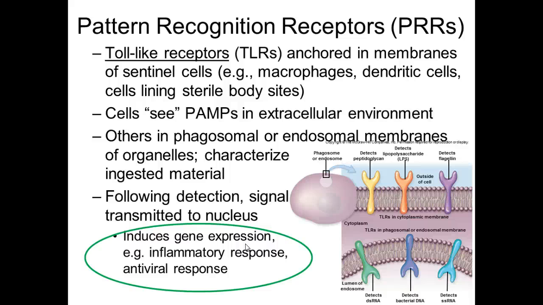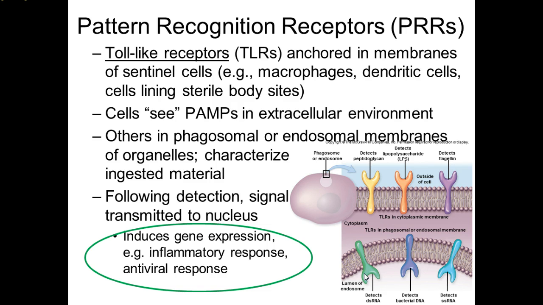So definitely, our sentinel cells, the macrophages and the dendritic cells, have these receptors on their membranes. Other cells do too. And as we said, even inside the cell, they'll have receptors for stuff that gets inside. So notice even bacterial DNA for intracellular bacteria, single-stranded RNAs that aren't ours, and double-stranded RNAs, which definitely aren't ours.